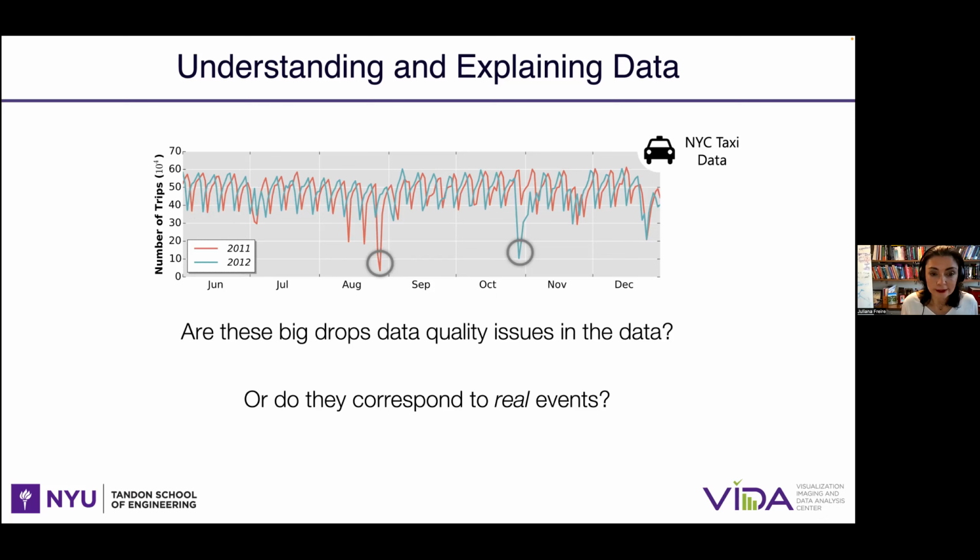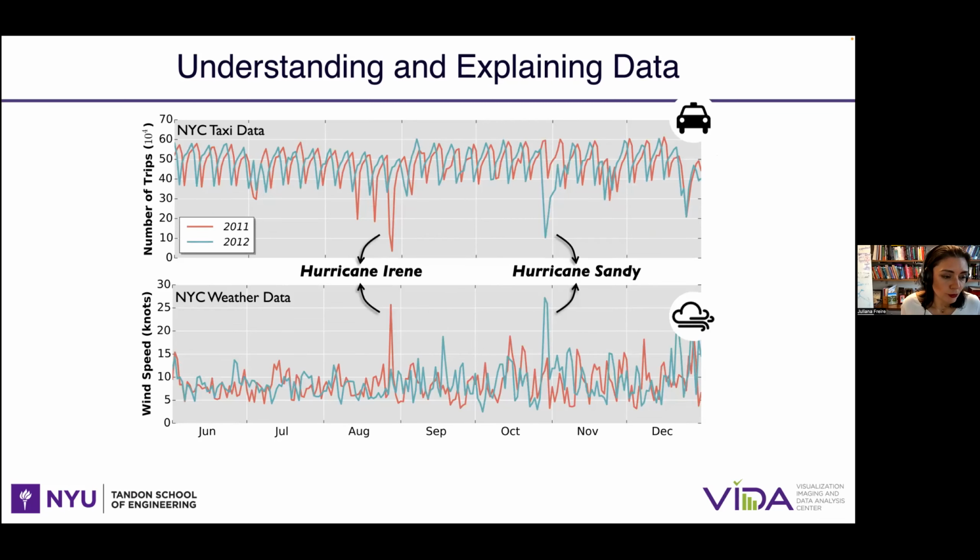And since I lived in New York, I moved here in 2011, I actually know what happened. If you plot this against wind speed, you can see that the days with an unusually low number of taxi trips correspond to days with unusually high wind speeds, right? Because these were the 2 days where we had hurricanes in 2011 and 2012, right?